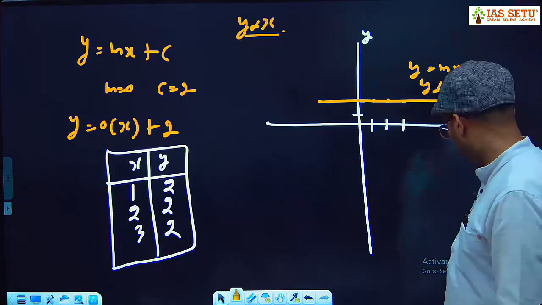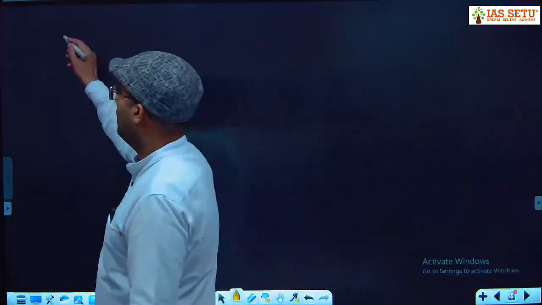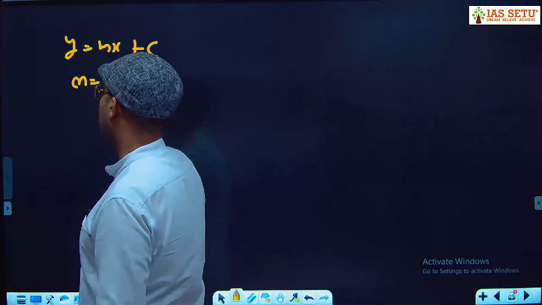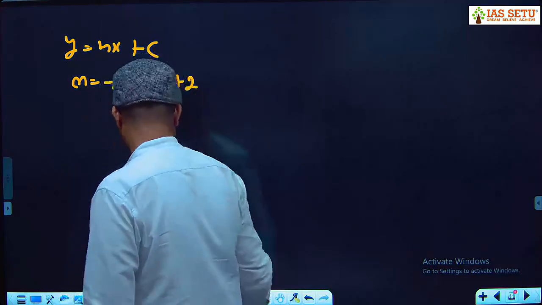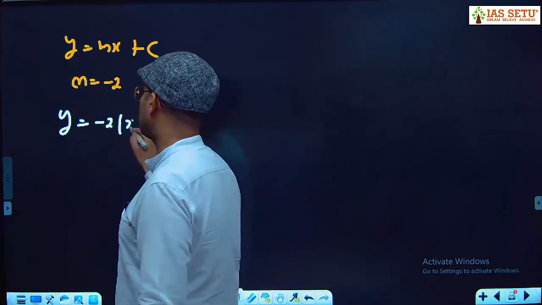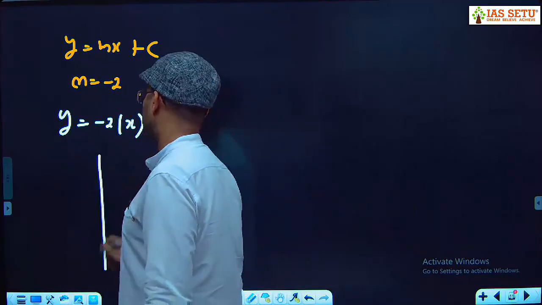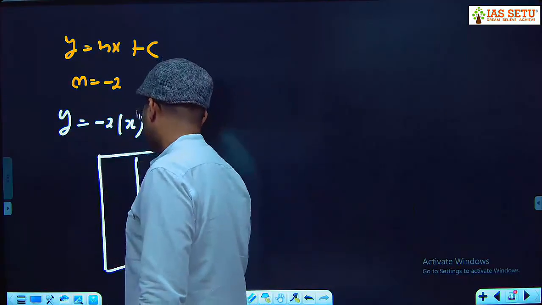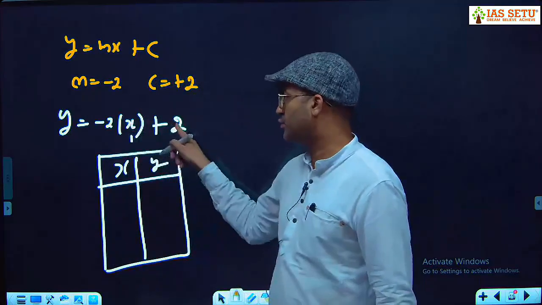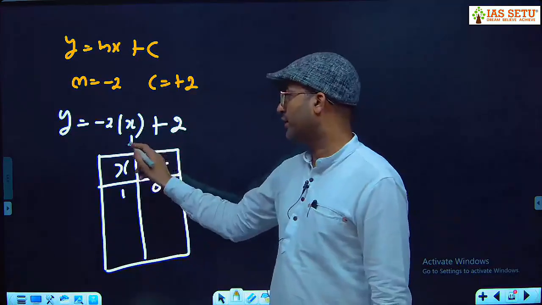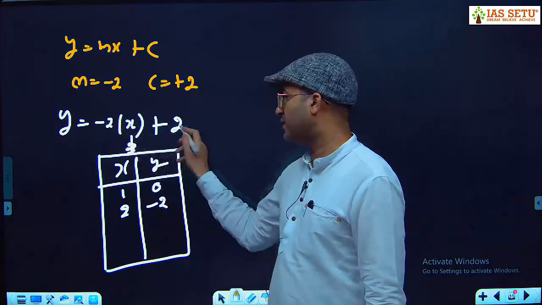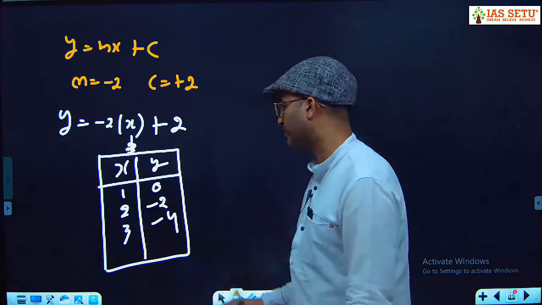Let me take one more. y is equal to mx plus c. I take m minus 2. I take c plus 2. y is equal to minus 2x plus 2. x, y. You take x1, minus 2 plus 2, 0. You take x2, minus 4 plus 2, minus 2. You take x3, minus 6 plus 2, minus 4.